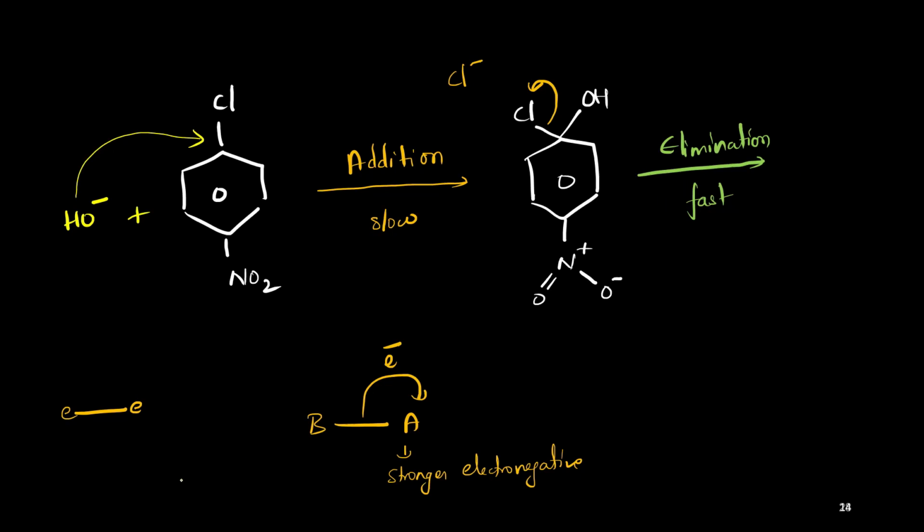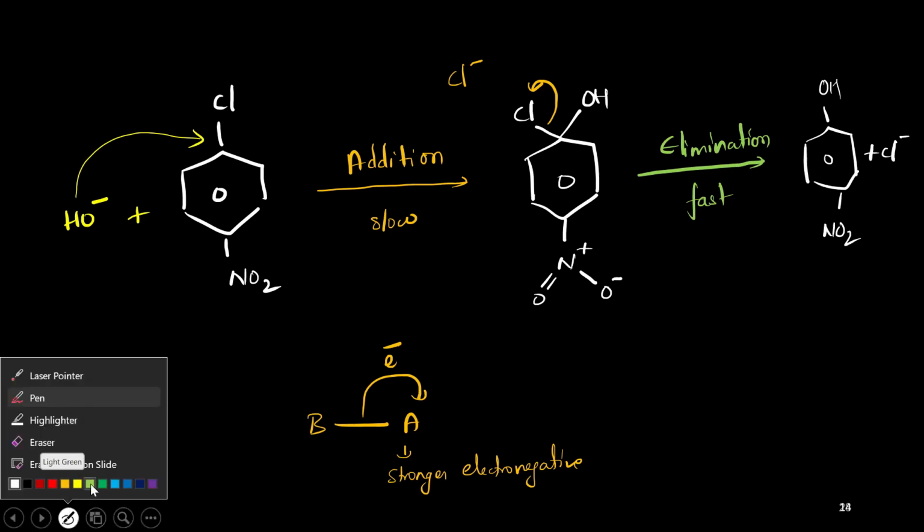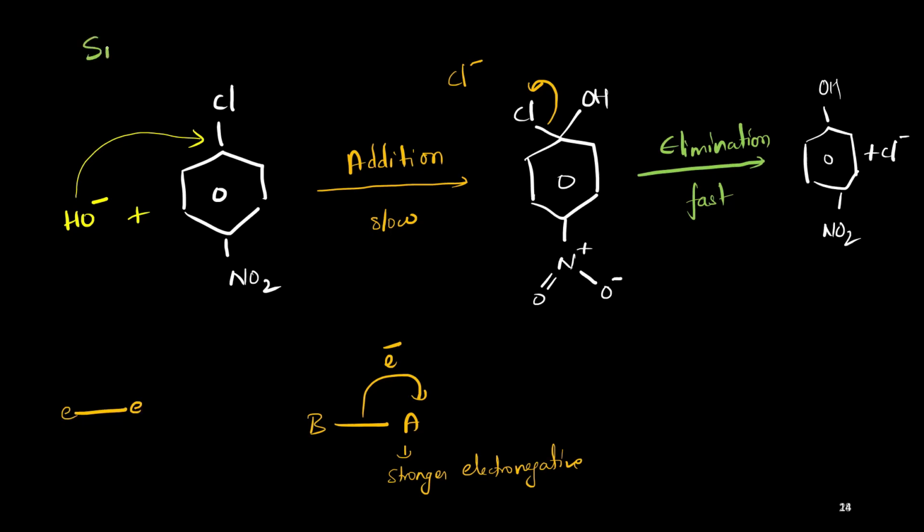That will result in the formation of the benzene with OH and NO2, and the chlorine that is left will leave as Cl minus. Understood how this happened? This is how the nucleophilic mechanism works. This is SNAr, meaning nucleophilic aromatic substitution. So this is the SNAr mechanism. Understood how this SNAr mechanism happened?